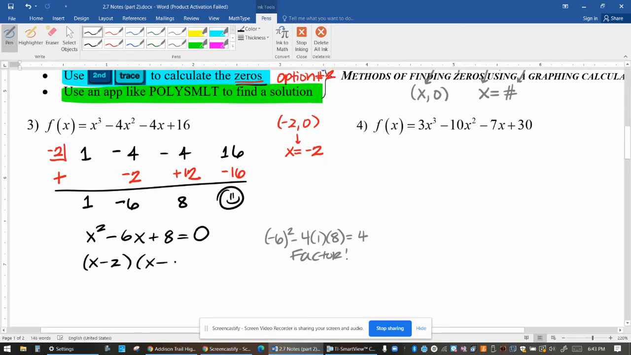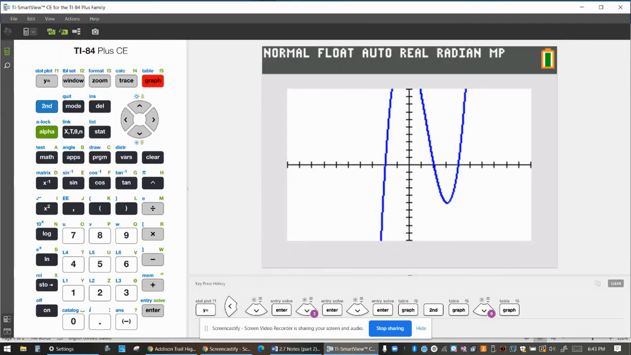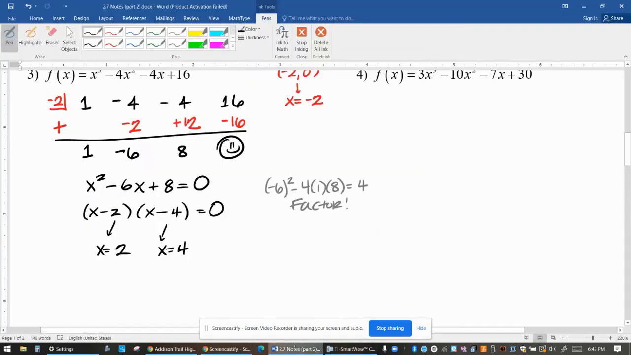So I'm going to factor this into x minus 2 and x minus 4. Then I'm going to set each of those linear factors equal to 0. And look, remember our graph for this cubic. It intersected the x-axis at negative 2, positive 2, and positive 4. And those are my answers. I'm going to go ahead and put them in order from smallest to biggest.